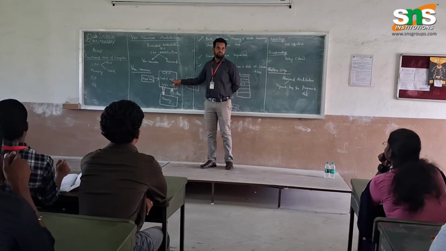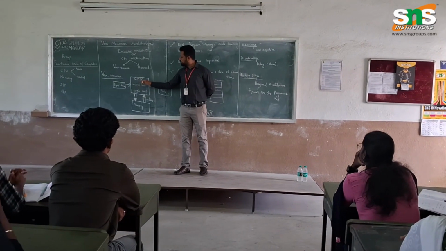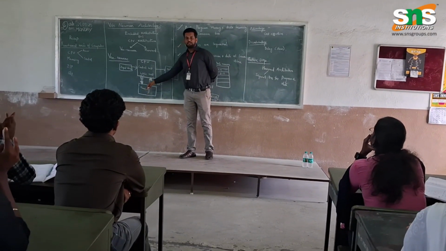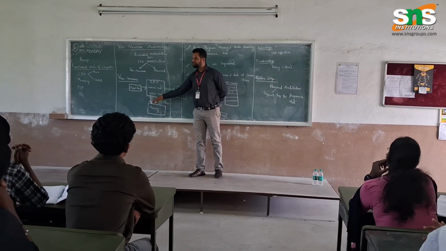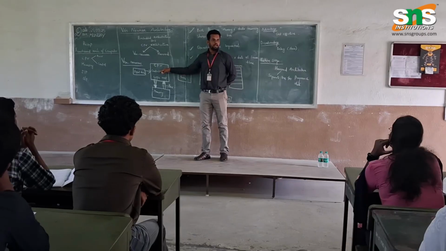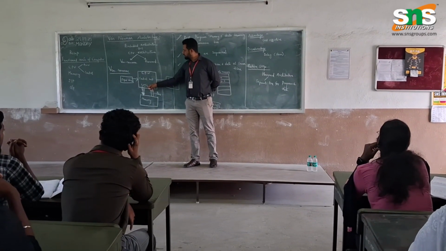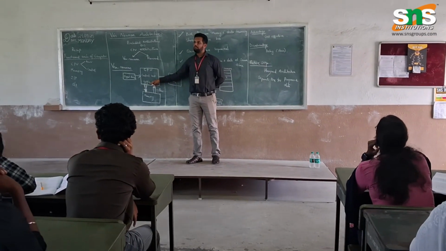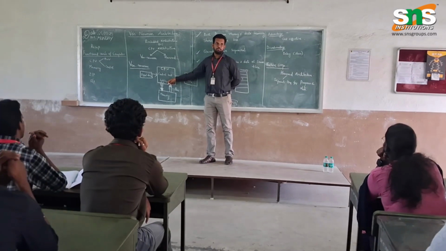What is the main function of this control unit? It goes to memory, takes the instruction and gives it to the CPU. The control unit's work is to fetch the instruction from memory and give it to the CPU. Then the logic unit performs the operations inside, such as multiplying, dividing, adding or subtracting A and B.